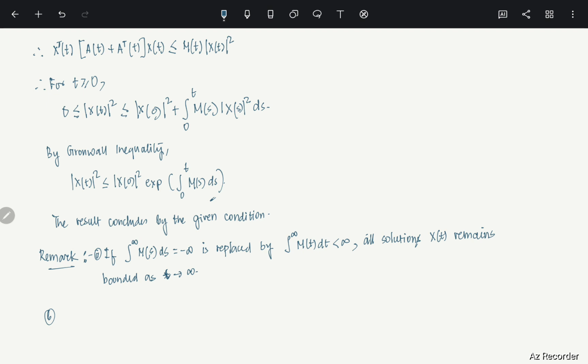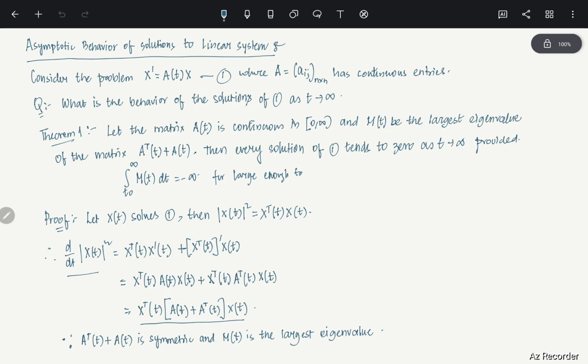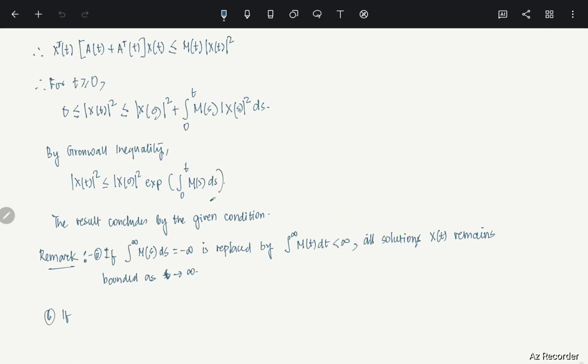This remark, I want you to do it yourself. Please do this part. So the thing is, let's say that capital M of t is the largest eigenvalue, right? If you have small m of t be the smallest eigenvalue, let's say.